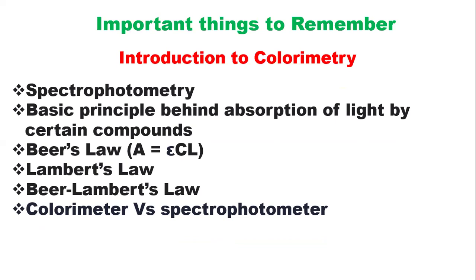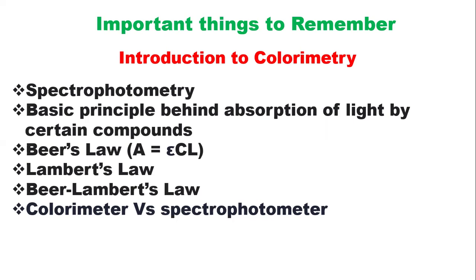Under introduction to colorimetry, you are expected to remember the concept of spectrophotometry and the basic principle behind absorption of light by certain compounds. You are expected to take note of Beer's law, that absorbance is directly proportional to concentration, which you can simplify as absorbance equals molar extinction coefficient multiplied by concentration and multiplied by the path length.